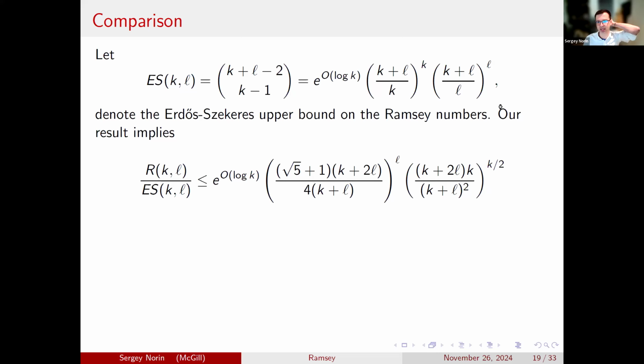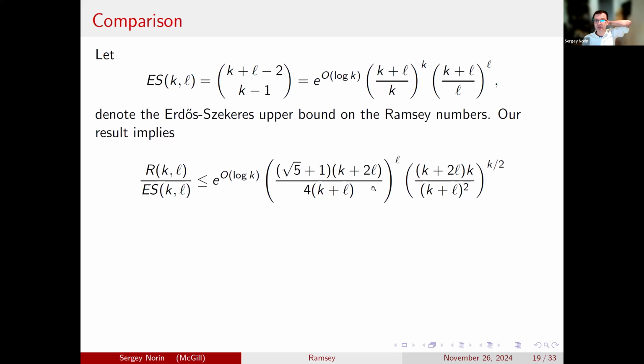So that's kind of the optimal x and y, which you can substitute in the inequality of the proof. Therefore, the previous theorem tells us that the ratio of Ramsey numbers R(k,l) to the Erdős-Szekeres bound is at most this expression on the slide. And so, have we improved on Ramsey numbers? Well, let me look at this expression. The fraction on the right, (k+2l over k) divided by (k+l) squared, is at most 1.